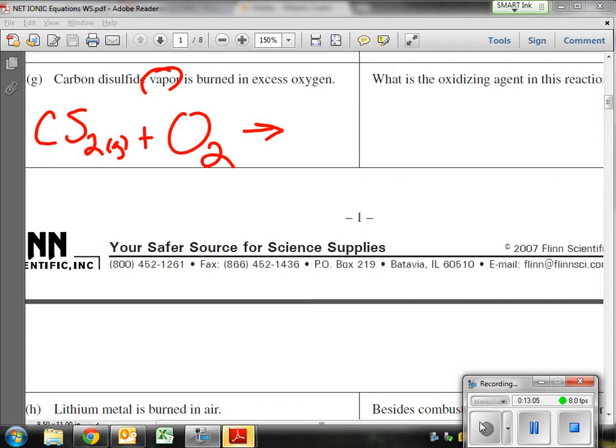You're not required to put states of matter. So again, know when to shut up. Don't shoot yourself in the foot by putting a state of matter and being wrong. That's the worst thing that can happen. Don't lose points for no reason. So anyways, carbon disulfide gas is going to combine with oxygen.